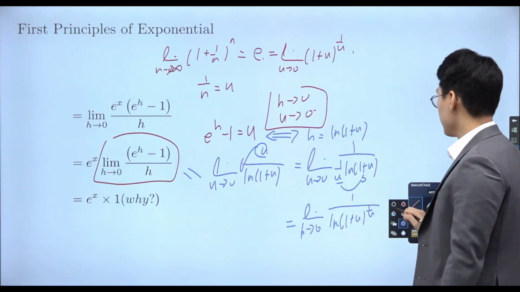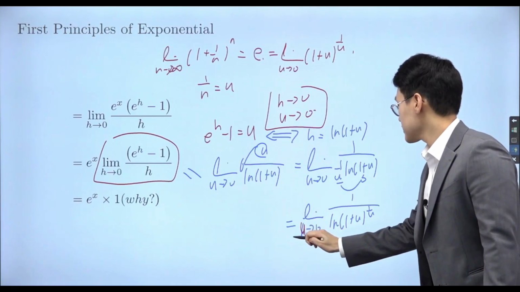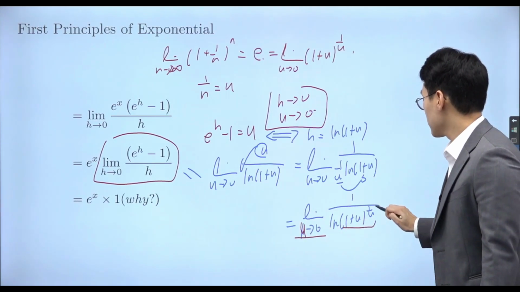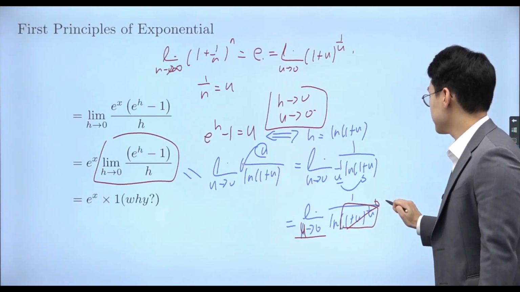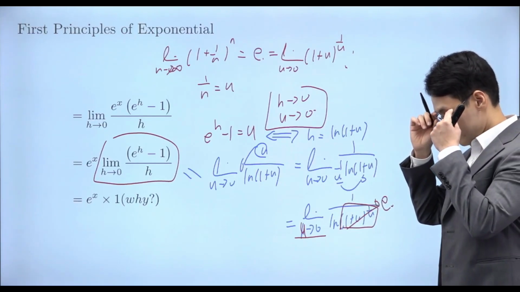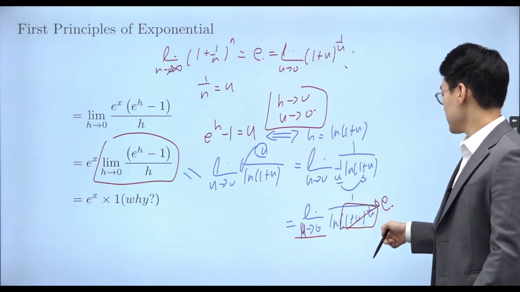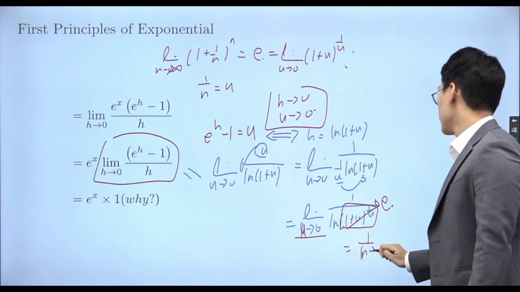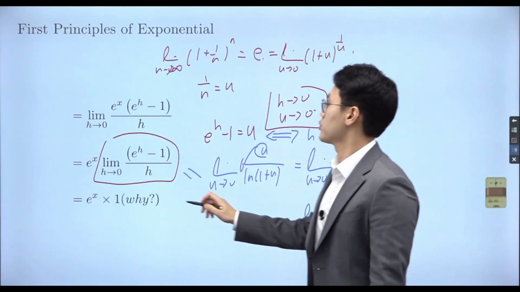And check this out. Now if I send u to 0, we know that (1 plus u) to the power 1 over u will converge to e, thanks to the limit that we proved using the increasing and boundedness. So now that becomes 1 over ln e, which becomes 1. Therefore, this limit will converge to 1.